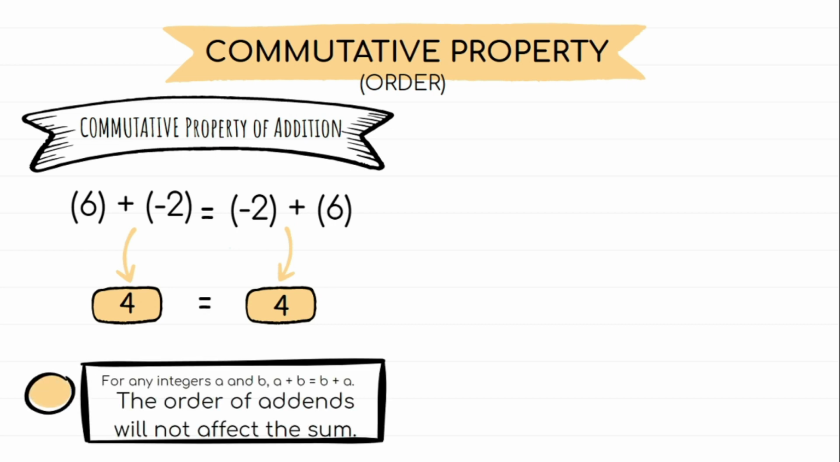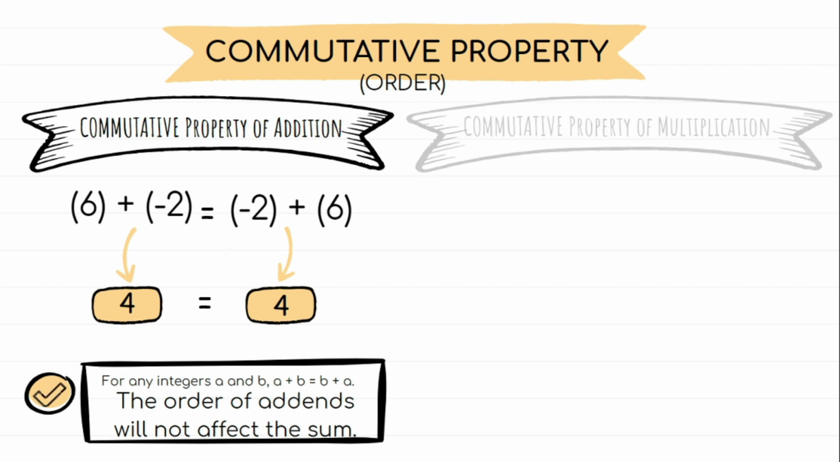So, ibig sabihin, for any integers A and B, sa kahit anong integers na A and B, ang A plus B is equal to B plus A. Ibig sabihin, the order of addends will not affect the sum. So, kapag dalawang integers yan, kahit pagbaliktarin mo yung position niyan, hindi magbabago yung sagot niyan. We will come up with the same answer. So, that is commutative property of addition. Ulit, kahit baguhin mo yung order, yung pagkakasunod-sunod ng numbers, makakarating ka sa parehong sagot.